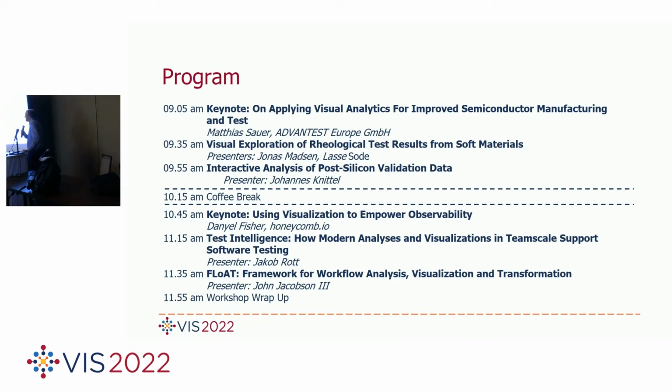So here is the program on what you can expect for today. We first have a keynote by Matthias Sauer. He's working for Advantest. I will say a little more in a minute. It's on applying visual analytics for improved semiconductor manufacturing and test. Then we will have 2 regular papers that are presented. After the coffee break, we will have another keynote by Daniel Fischer, followed again by 2 other papers that are going to be presented, and the workshop wrap up and closing afterwards.